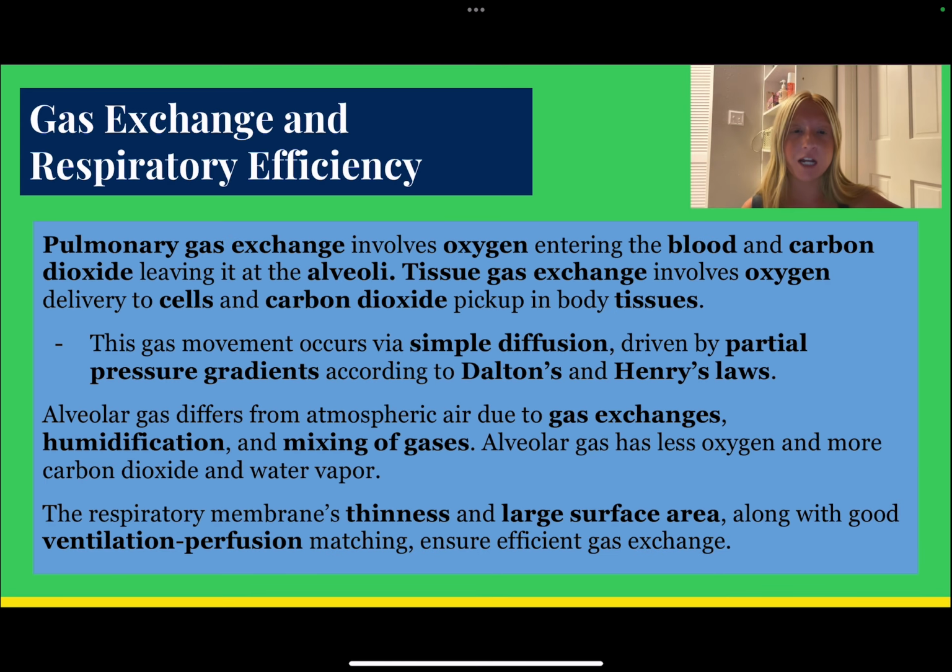Pulmonary gas exchange involves oxygen entering the blood and carbon dioxide leaving it at the alveoli. Tissue gas exchange involves oxygen delivery to cells and carbon dioxide pickup in body tissues. Alveolar gas differs from atmospheric air due to gas exchanges, humidification, and mixing of gases. Alveolar gas has less oxygen and more carbon dioxide and water vapor.